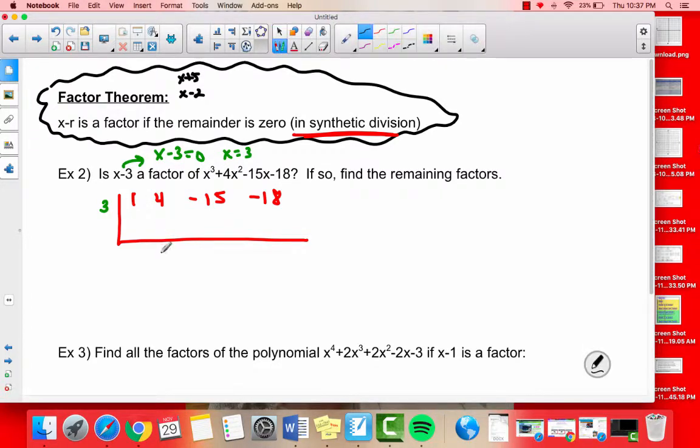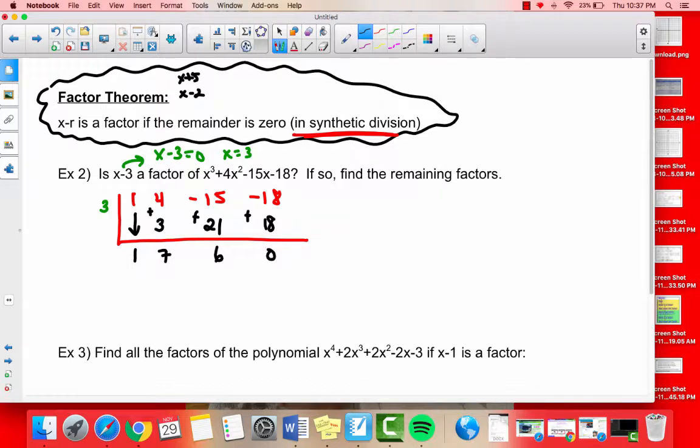Now let's do our synthetic division. Bring down the 1. So 3 times 1 is 3. Add those together. We get 7. 3 times 7 is 21. When I add those together, I'm going to get positive 6. And then I can go ahead and take 3 times 6, that's 18. Add those together, and I get 0.